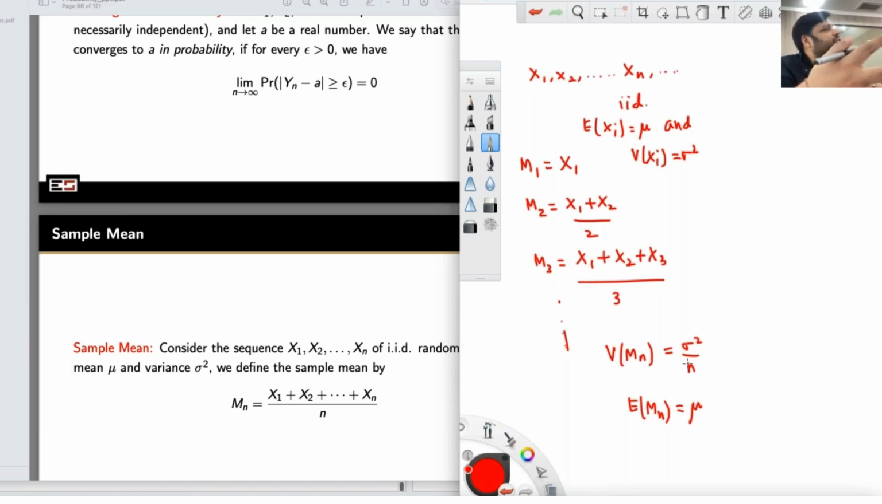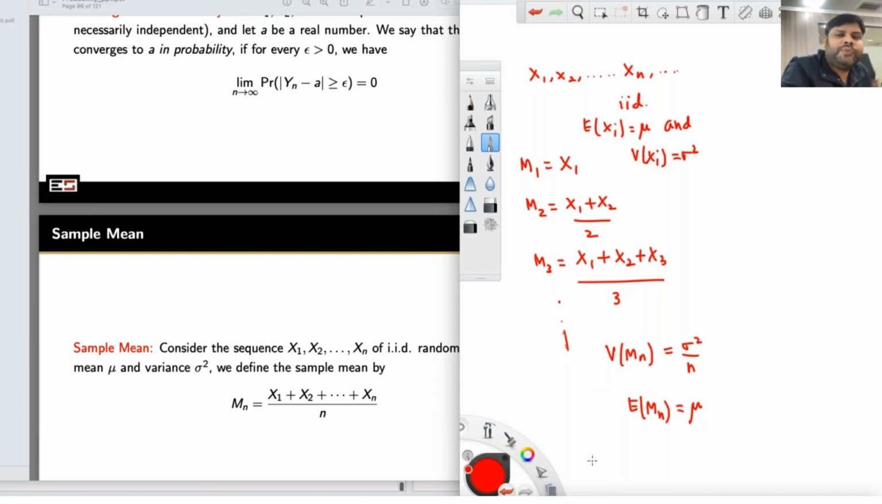So as sample size increases, the variation, the dispersion, is going to be less and less, so Mn will be more and more close to mu. It will be more and more concentrated around mu. Therefore, as n tends to infinity, this sequence actually converges in probability to mu. To get the precise proof, this is basically the idea.